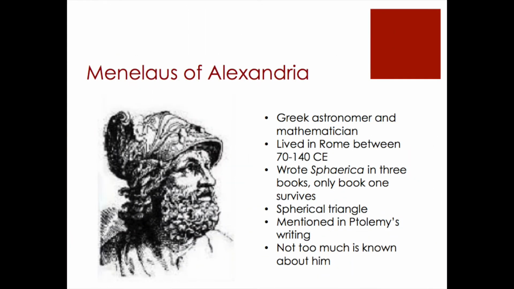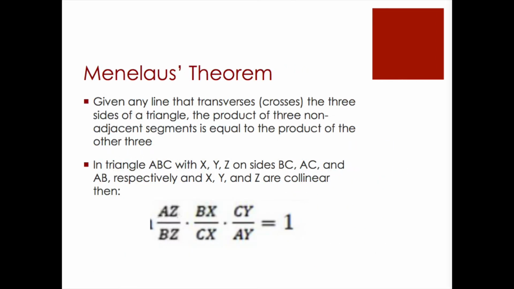Menelaus of Alexandria's story is contained in one of his books and in other astronomers' writings such as Ptolemy. Spherica was written in 3 books, but only one of them survives. In that one volume, the spherical triangle was introduced. This is mentioned in Ptolemy's and other Greek astronomers' writing. Not too much is known about this man, other than he was a Greek astronomer and mathematician that was believed to have lived in Rome between 70 and 140 CE.